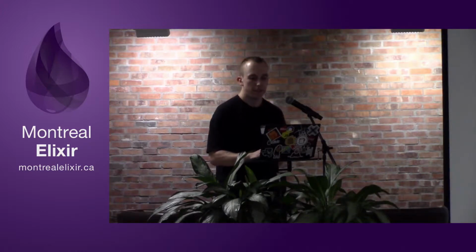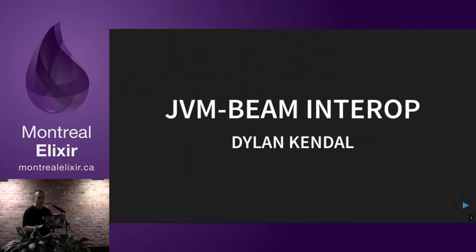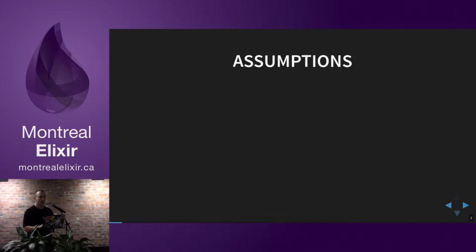Hey guys, so this will be on JVM Beam Interop and how to make these two virtual machines talk to each other. To begin this, I've got a couple of assumptions about this audience and a baseline level of knowledge about Elixir, unfortunately, just so that I can talk about this topic.